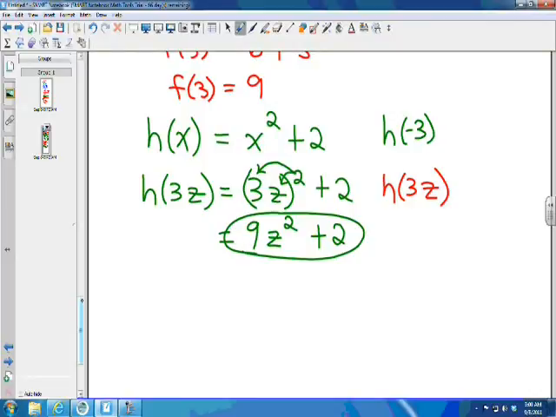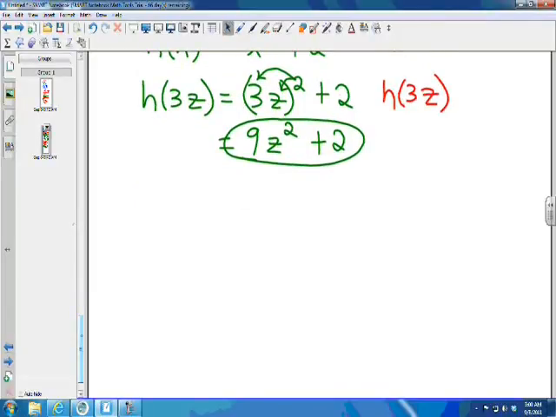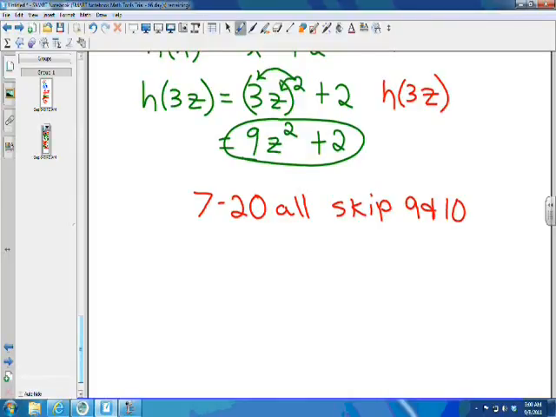Or on your homework, we'll do 7 through 20. Skip 9 and 10 for now. 23 through 28. 35 through 40.